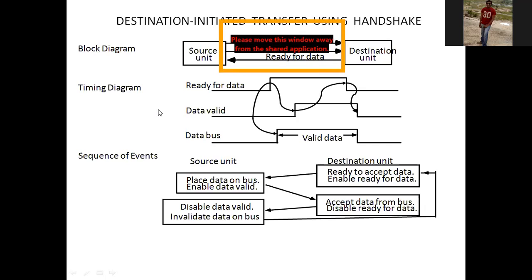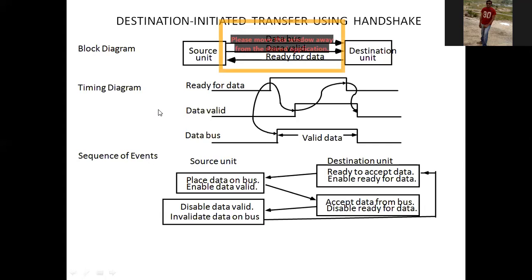First we are dealing with ready for data. Why are we drawing ready for data? Because the destination is ready to receive the data from the source. It is the process of destination-initiated transfer. So ready for data is the first timing signal. Then the valid data signal will be enabled, and during that time the data bus can send the valid data.